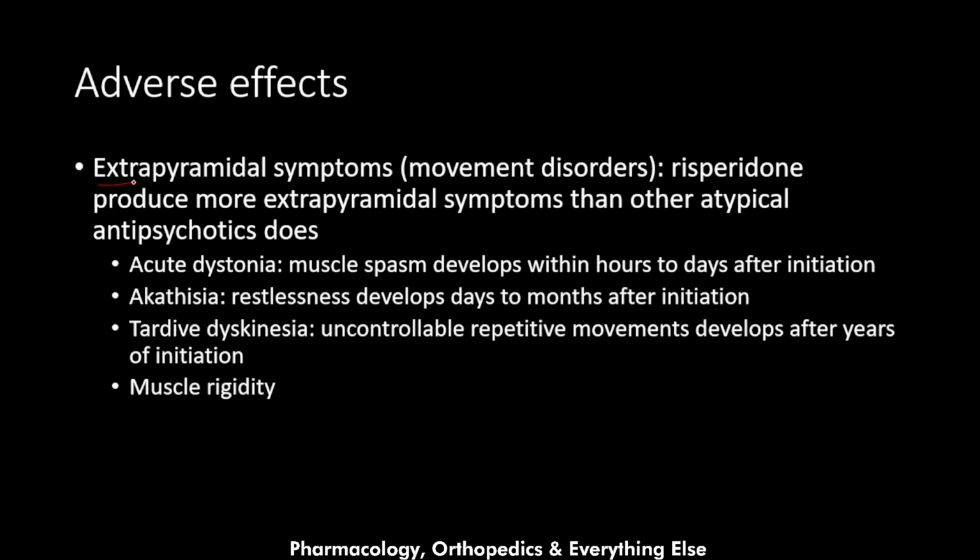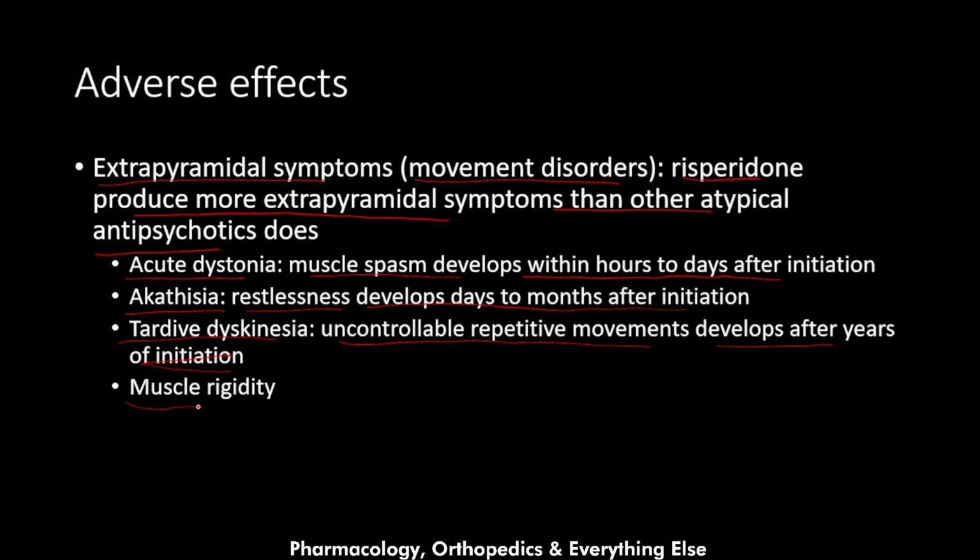And it also leads to extrapyramidal symptoms, which are movement disorders, because it inhibits the dopamine in the nigrostriatal pathway. And risperidone produces more extrapyramidal symptoms than other atypical antipsychotic medications. The extrapyramidal symptoms include acute dystonia, which is muscle spasm, that develops within hours to days after initiation of treatment. Akathisia, which is restlessness, that develops days to months after initiation of treatment. And tardive dyskinesia, which is uncontrollable repetitive movements, develops after years of initiation of treatment.